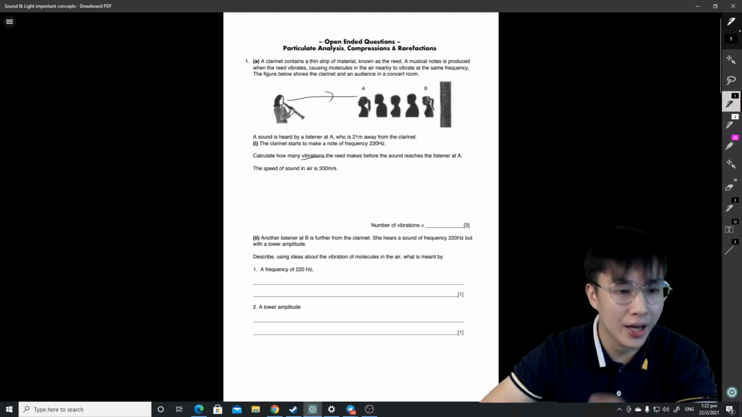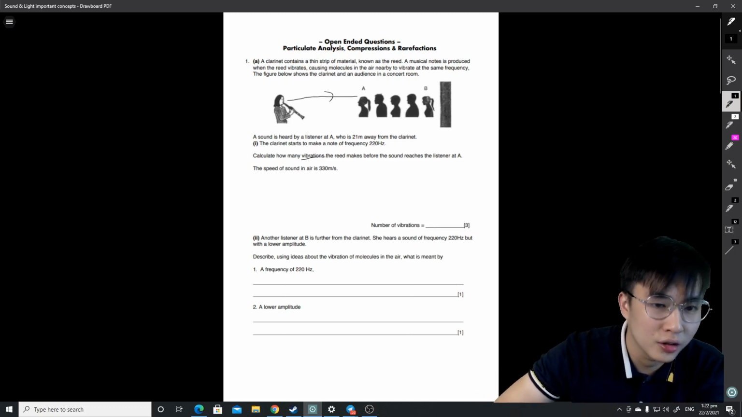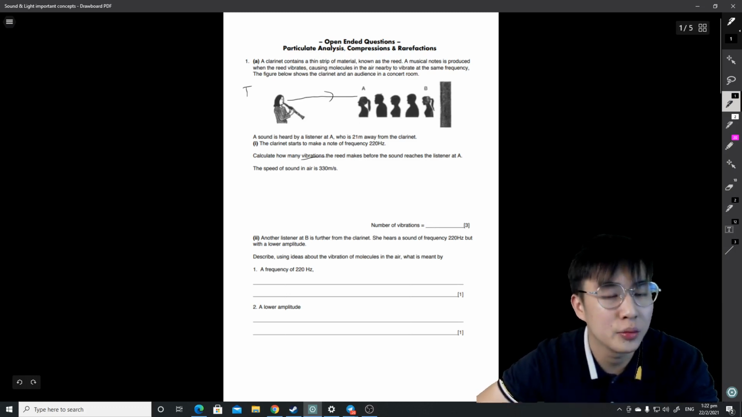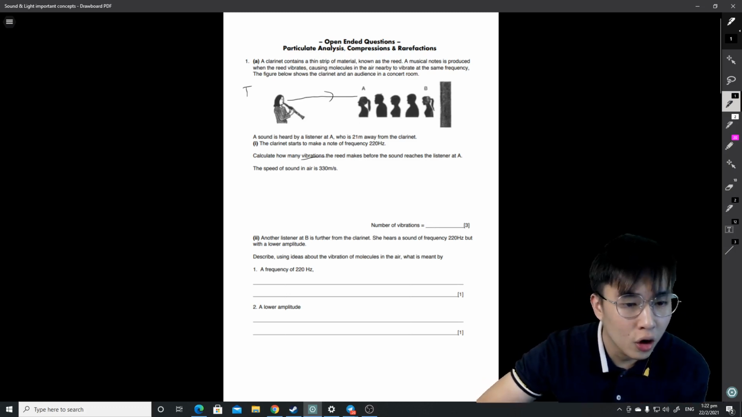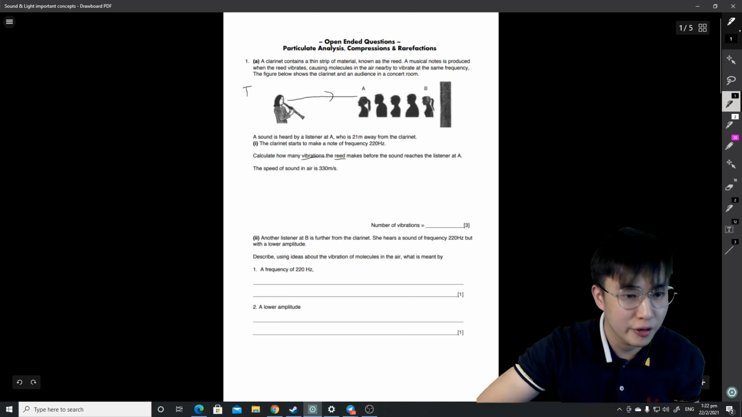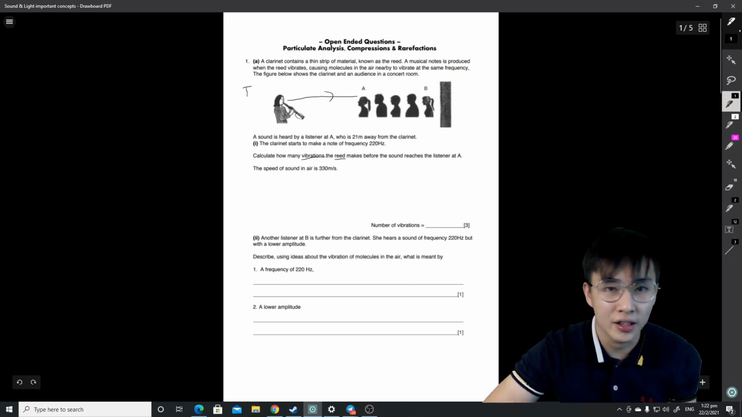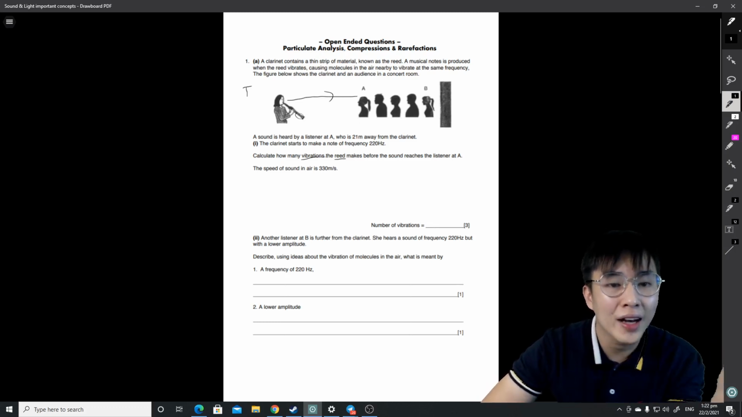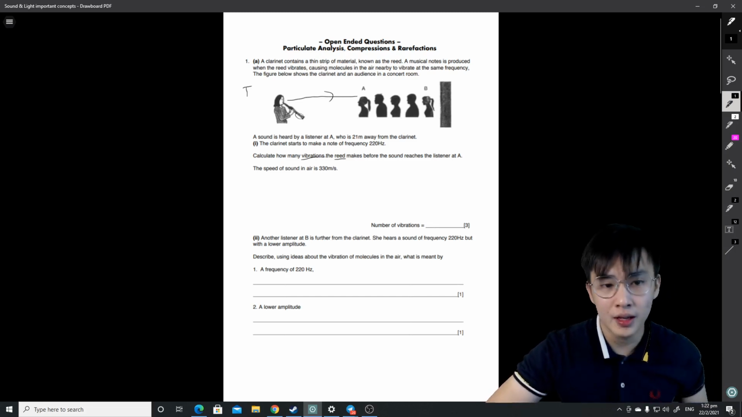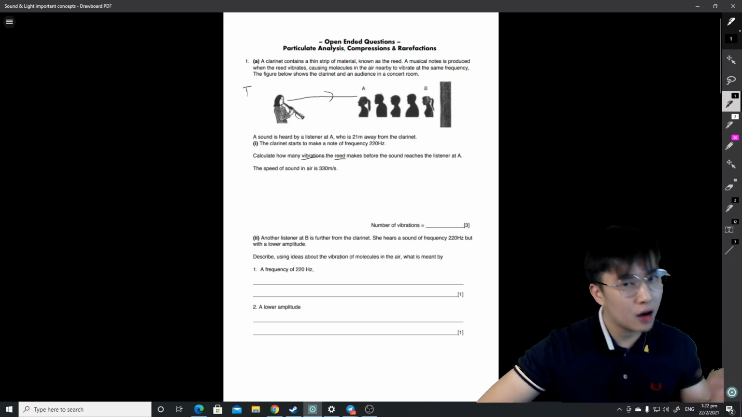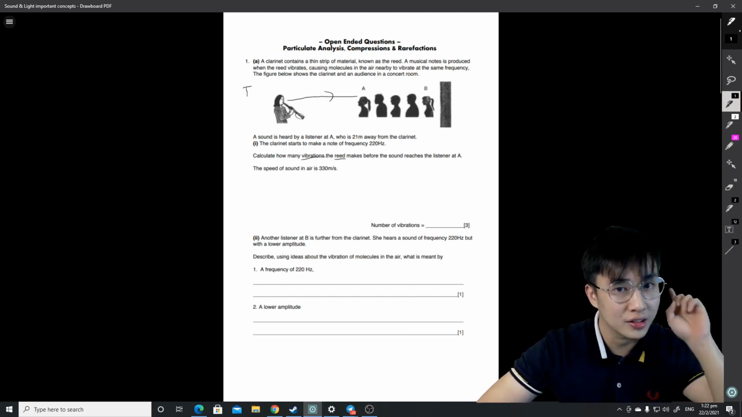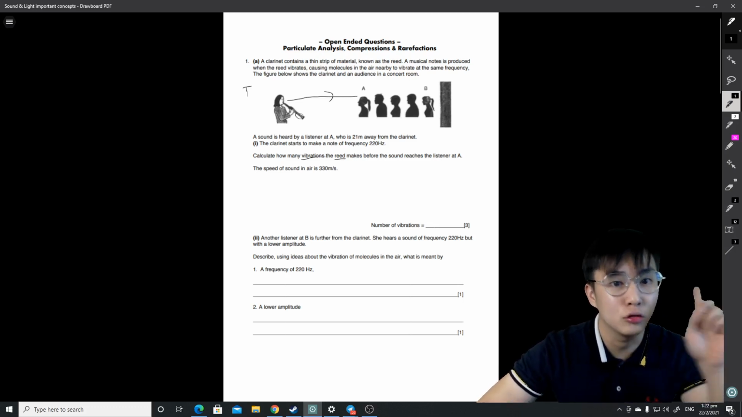It's actually not that hard. What you need to do is figure out what the period of a vibration is. So basically, how long does it take for the sound particles as well as the reed? The reed is just the little end here. How long does it take to make one complete oscillation? Then you also need to figure out how long a sound wave takes to travel to A.